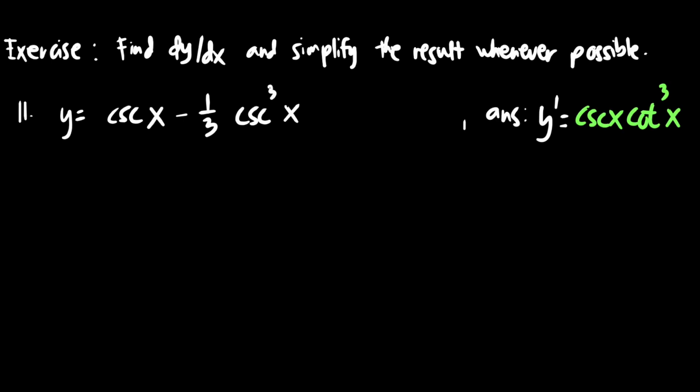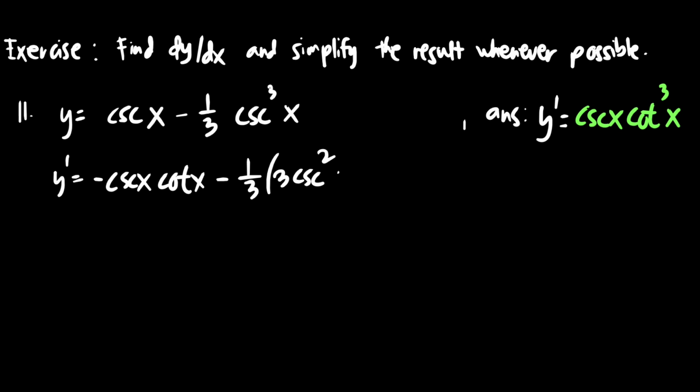For number 11, y is equal to cosecant x minus 1/3 cosecant cubed x. So we'll simplify. y prime is equal to, the derivative of cosecant x is negative cosecant x cotangent x, minus 1/3, just copy the constant. Power rule, so we have 3 cosecant, 3 minus 1 is 2, cosecant squared, just copy the inside, and then the derivative of the inside, the derivative of cosecant x, is negative cosecant x cotangent x. The derivative of the inside angle is 1.